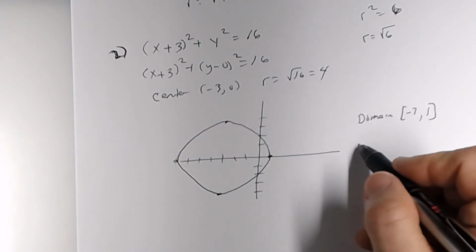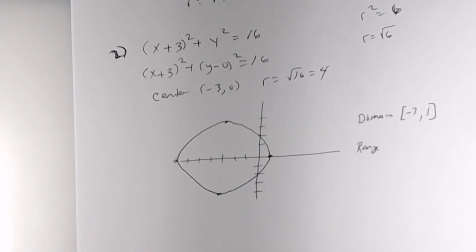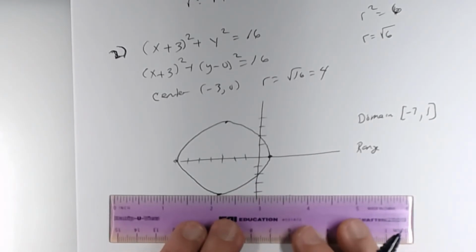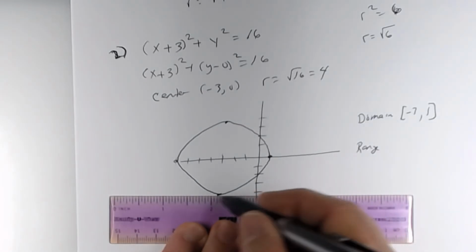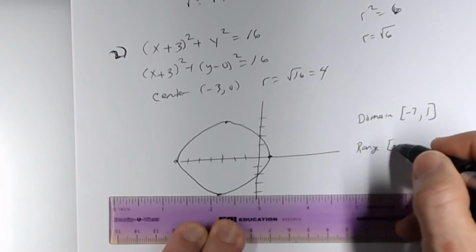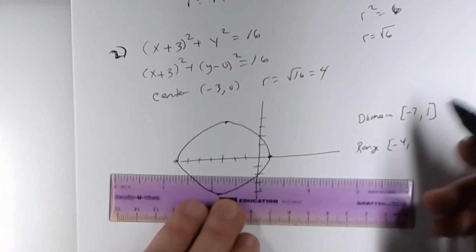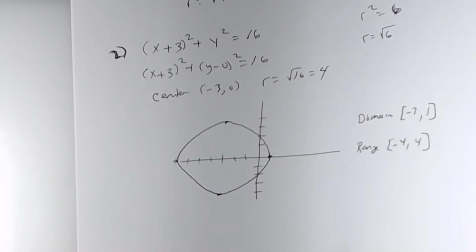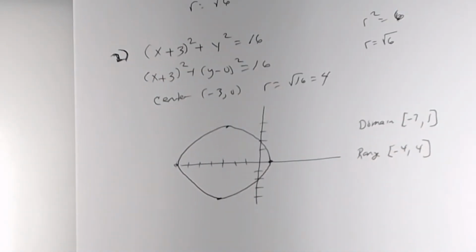Smallest to largest. The range is a set of y coordinates, so there you go from bottom up along your y-axis. What is the y value at which I start touching this graph? Negative 4. All the way to what y value? Positive 4. All right, so that was a quick review of what we did last time.